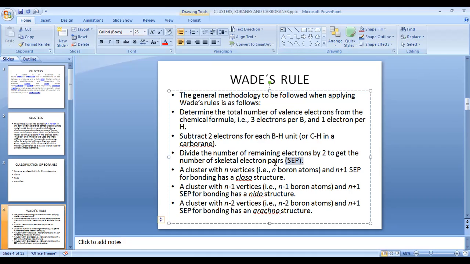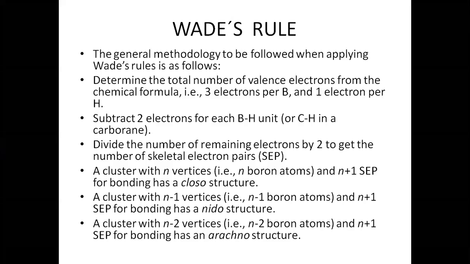What is SEP? Skeleton electron pairs. This skeleton electron pair is very, very important. What information does this SEP provide? Just now we studied that we have 3 types of boranes: closo, nido, and arachno. With the help of this SEP, we can get an idea about the structure of the borane.